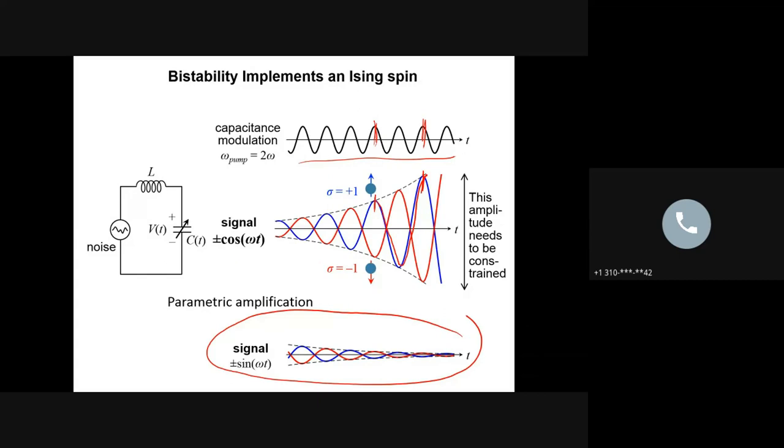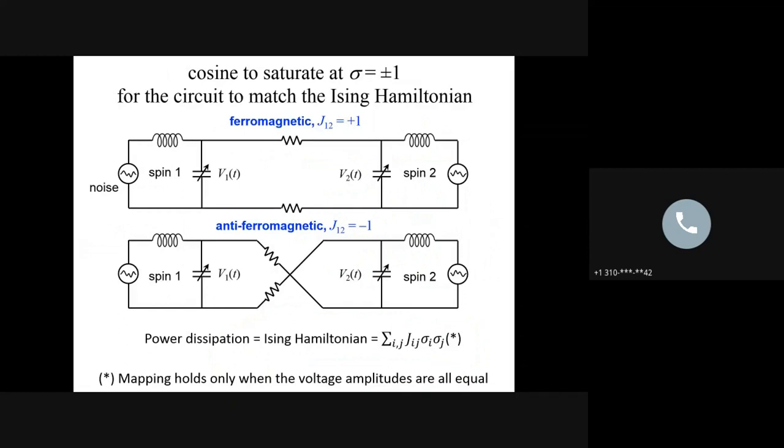There are many groups using the parametric oscillator as a bistable system. I should mention that in optics, we have parametric oscillators, and it's a big deal in optics. So what you do is you have the capacitor be a varactor, and what you're trying to do is match the time derivative of power to the energy of the system. The energy, the Ising Hamiltonian, I already indicated to you, is just a sum over these ferromagnetic and antiferromagnetic couplings.